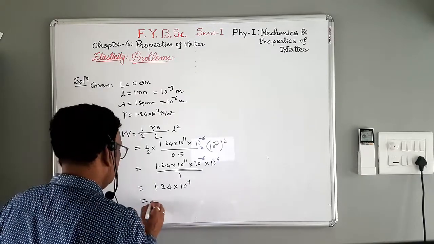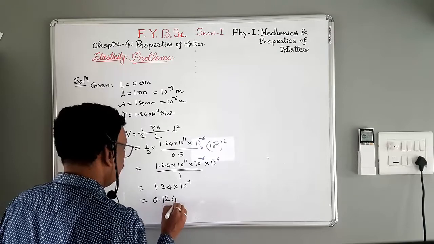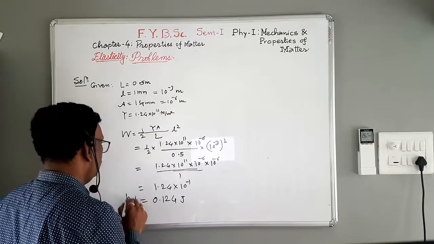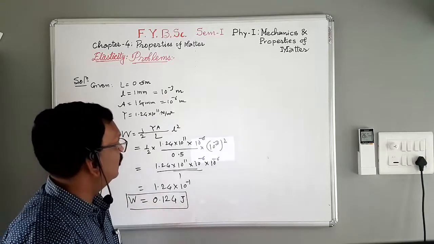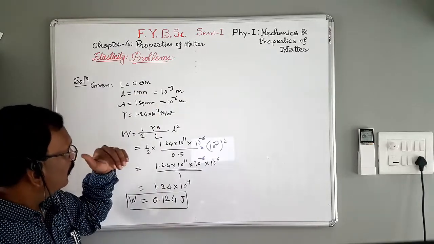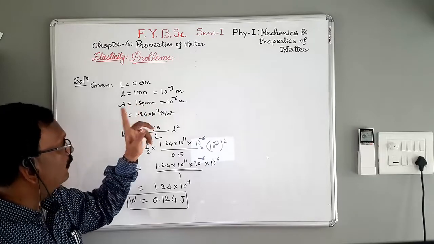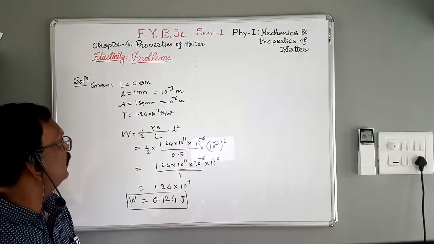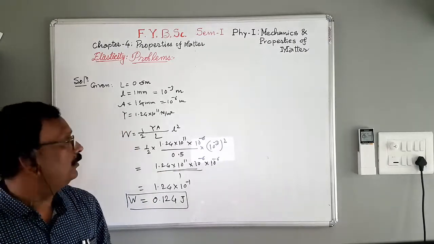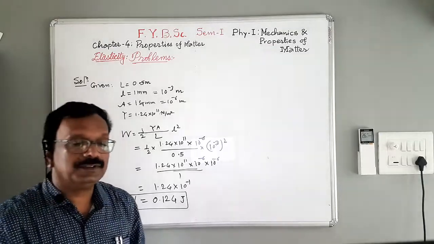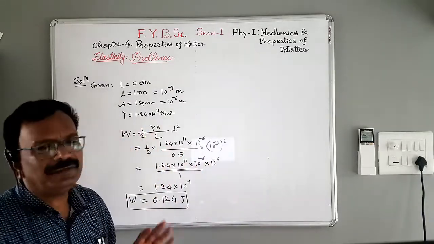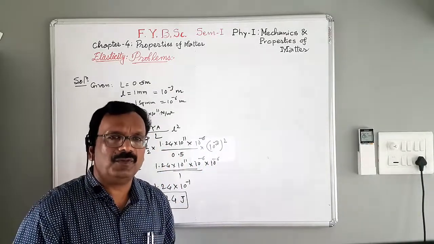So, 0.124 joule is the unit, and this is the work done in order to stretch the wire whose length is 0.5 meter, so that it forms the elongation of 10 to minus 3, area of the wire is 1 square millimeter, and Young's modulus of the material is 1.24 into 10 to 11 Newton per meter square. In this way, we obtain the answer. See here, everything is very simple. Please don't be afraid of problems.